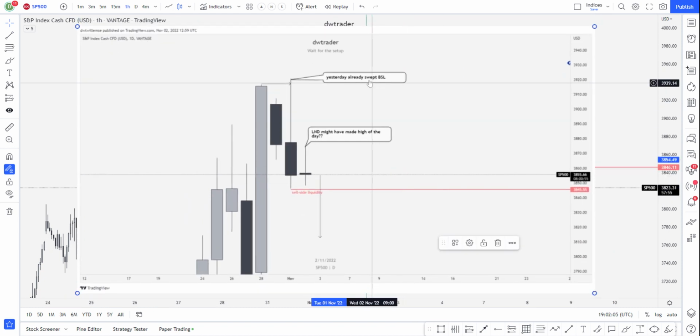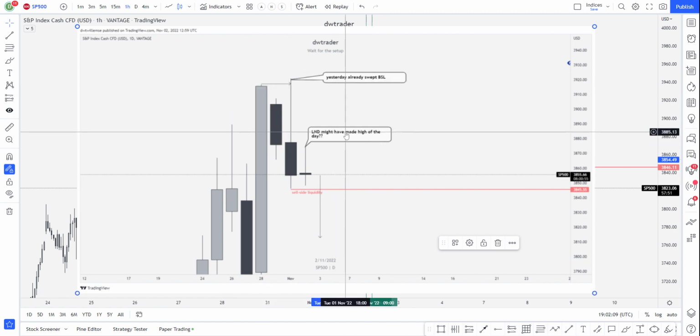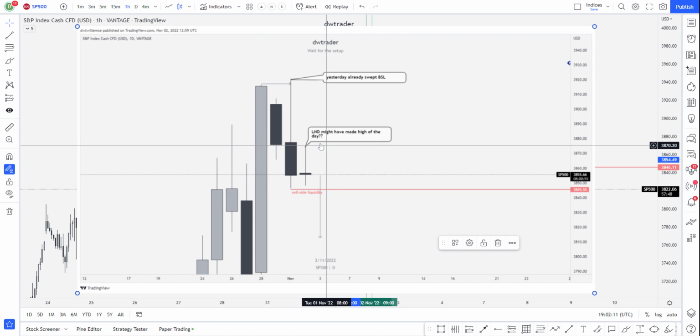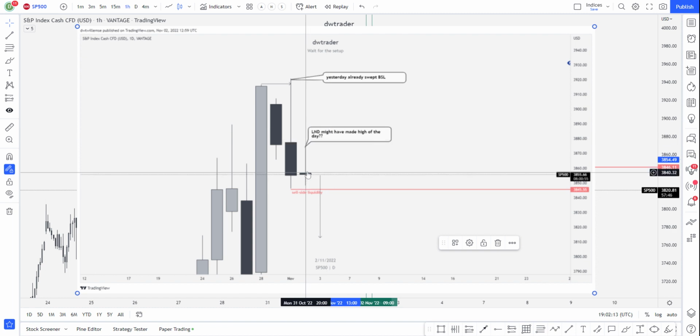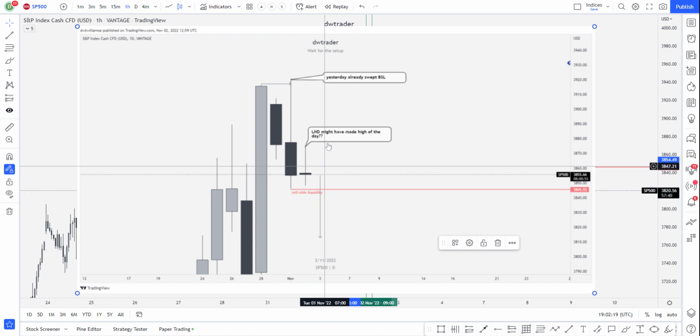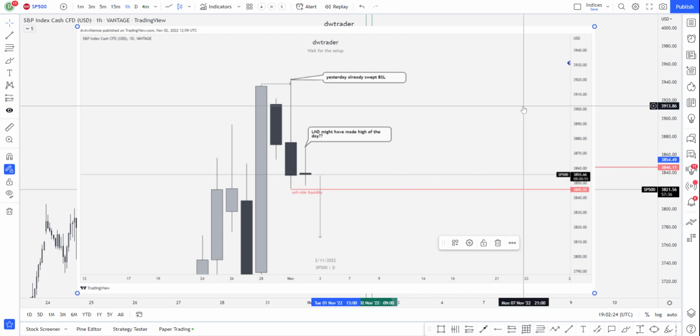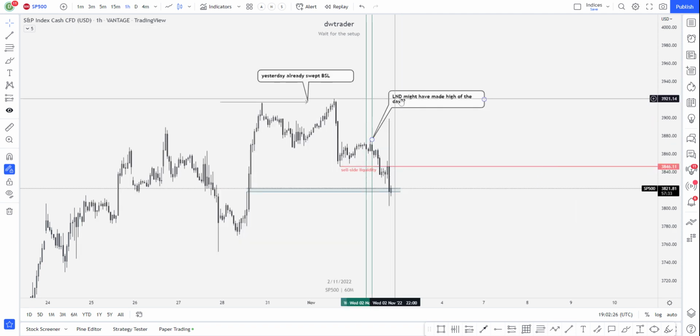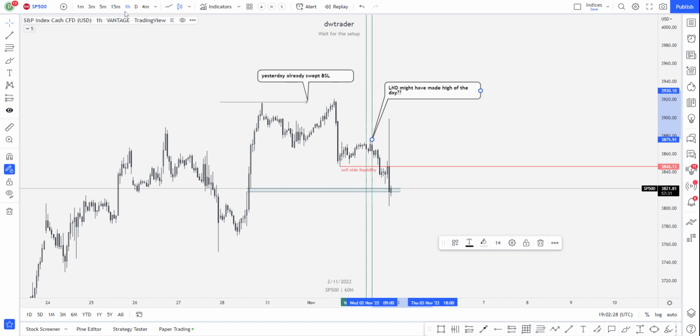So I said that yesterday we already swept the buy side liquidity above that high. London might have made the high of the day, so potentially looking for price to trade towards the downside. We have some sell side liquidity in terms of yesterday's low, and then potentially looking for price to trade lower. So our daily bias was looking for shorts. So let's first look at pre-FOMC.